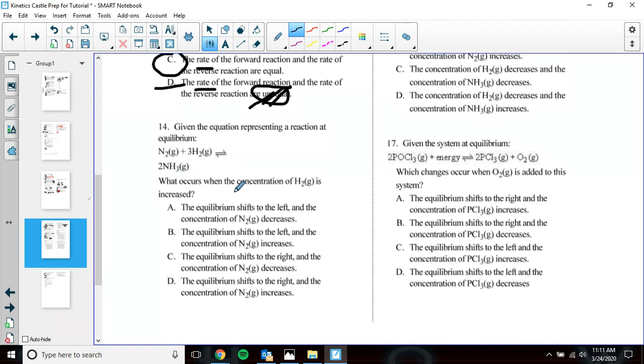What occurs when the concentration of H2 is increased? Okay, so here's a formatting issue. So what I'm going to do is I'm just going to rewrite this 2NH3 over here, because that's what we're used to seeing. Your product is always on this right side. So I want to just kind of do this first.